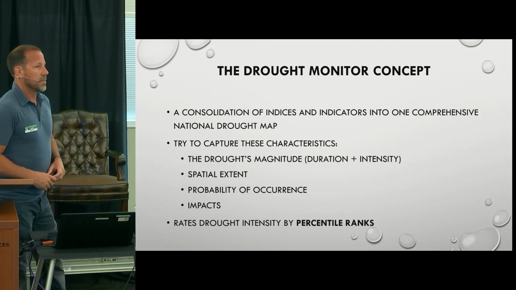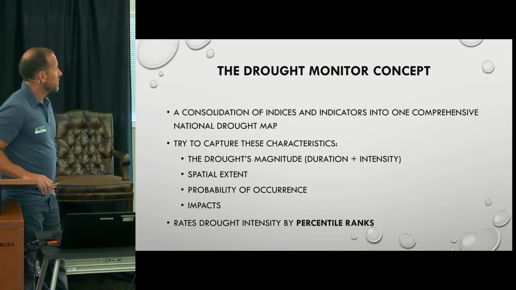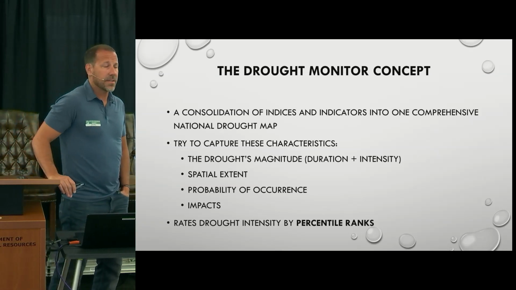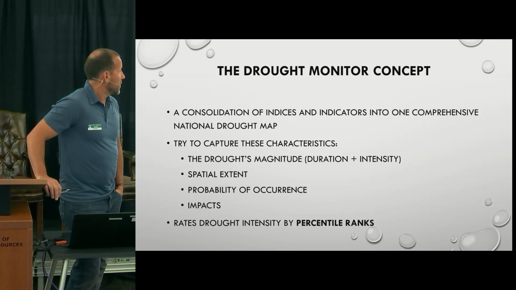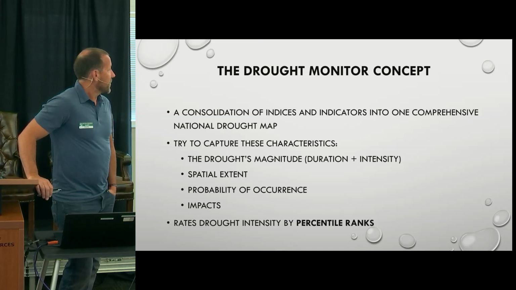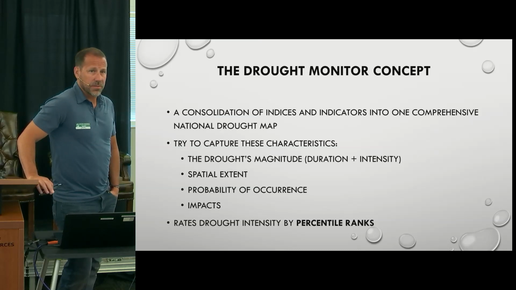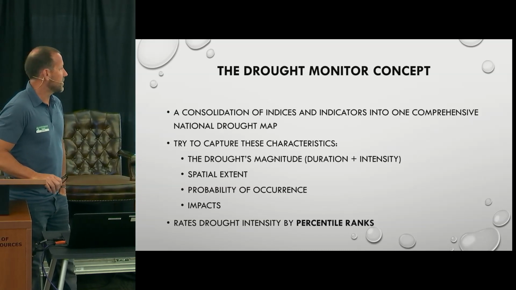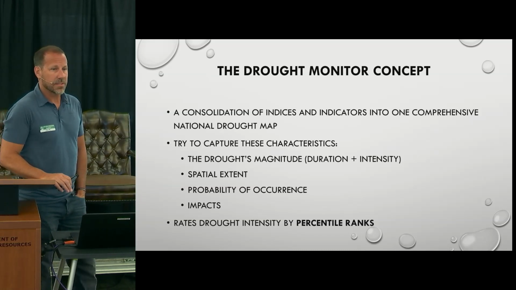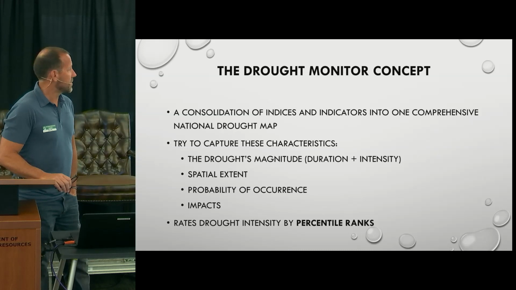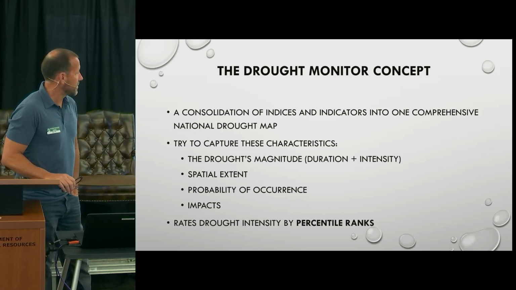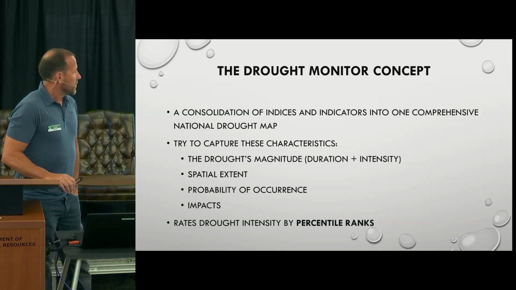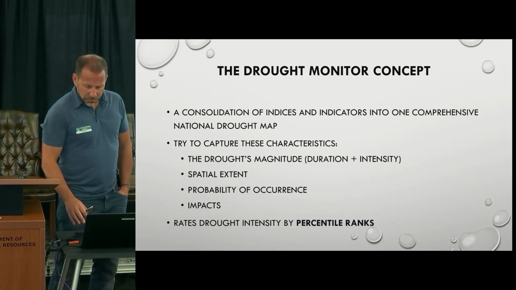Overall, our concept in making the map is a consolidation of indices and indicators that are put into one comprehensive map. We try to capture the drought's magnitude, which is the duration of the drought, plus the intensity, the spatial extent, as well as the probability of occurrence and impacts. And we rate the drought by percentile rankings.